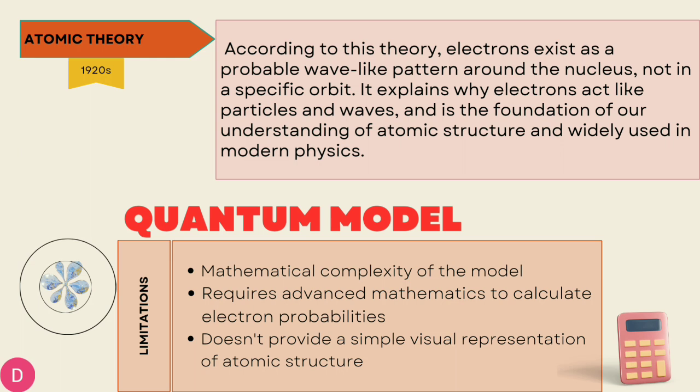Quantum model. According to this theory, electrons exist as a probable wave-like pattern around the nucleus, not in a specific orbit. It explains why electrons act like both particles and waves, and is the foundation of our understanding of atomic structure and widely used in modern physics.